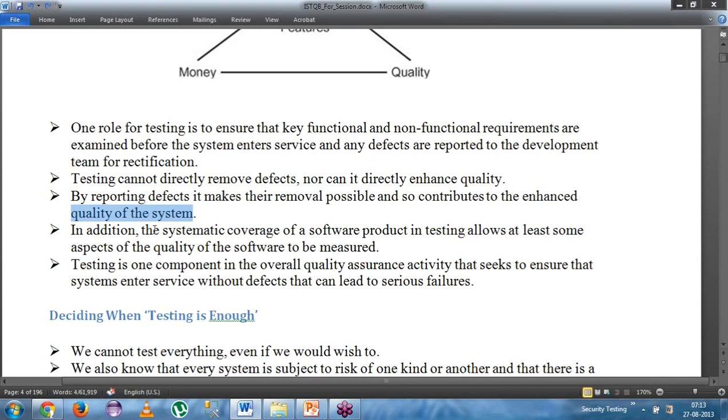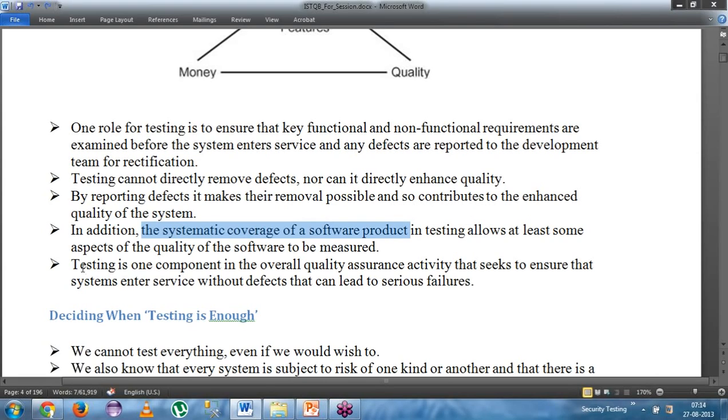Then we also should ensure that we have systematic coverage of the software product. We have to have systematic coverage for each one of the modules, right from the login screen till the end, probably where you generate reports. I'm talking about a very high-level application that we can think of. So we have to systematically test each one of the areas, judge the quality, and consider the aspects of quality to be measured.